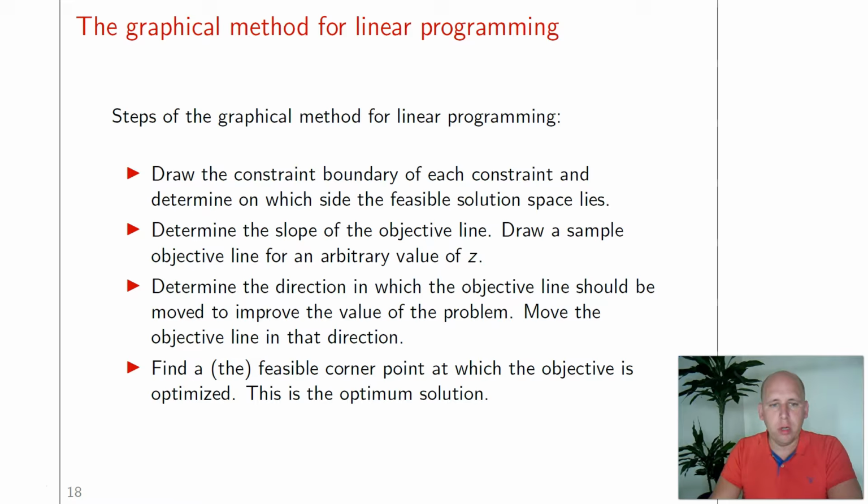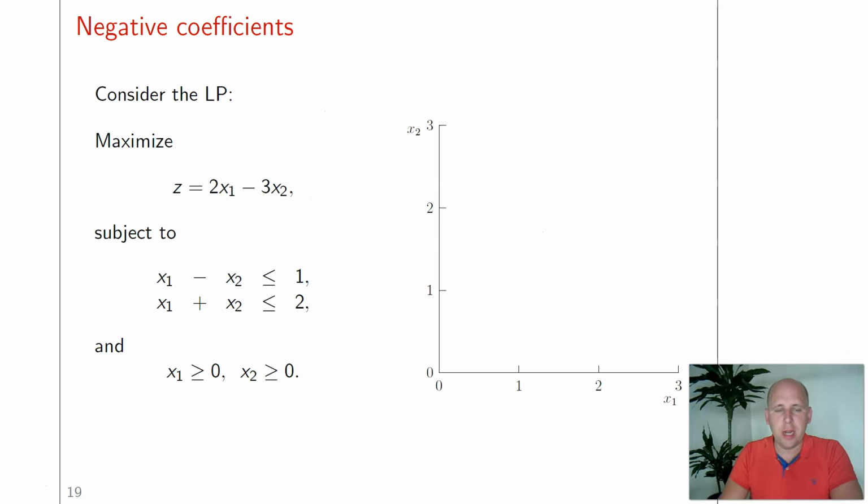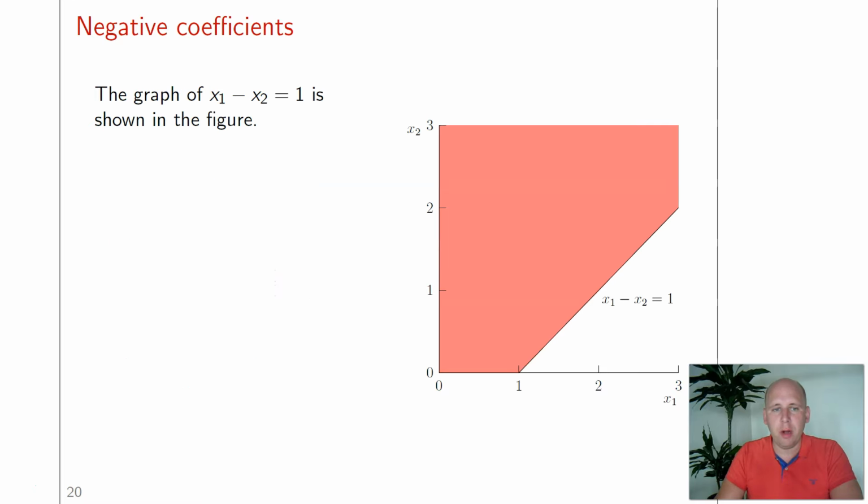So one more example to illustrate this. The idea is the same. It's a bit more complicated here because you have some negative numbers. The idea is just the same. So let's start with the feasible solution space. So x1 minus x2 should be smaller than or equal to 1. The constraint boundary is the same, but then exactly equal to 1.